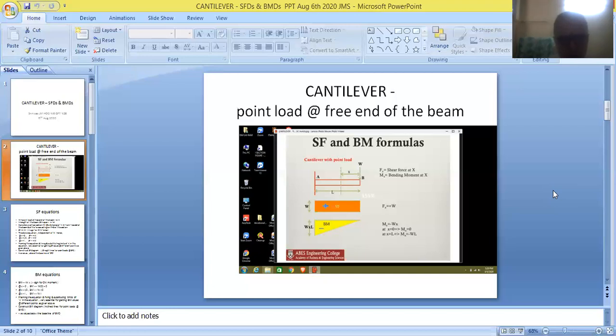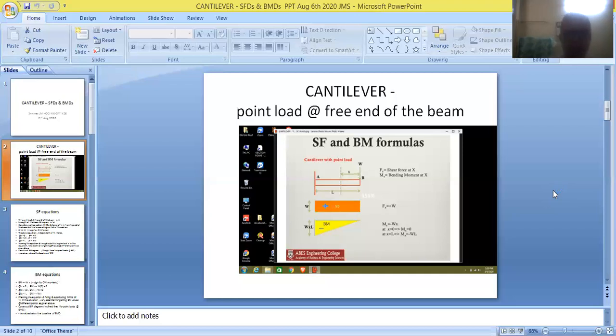Naturally, the length of the beam is expressed either in meters or in millimeters. This is referred to as the total length of the beam. It's also called the total span, or simply the span of the beam.